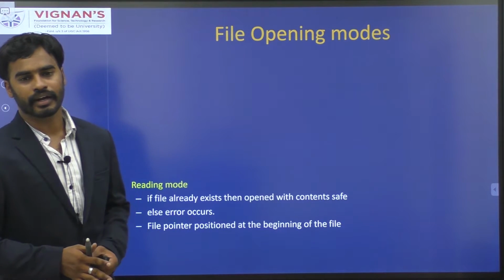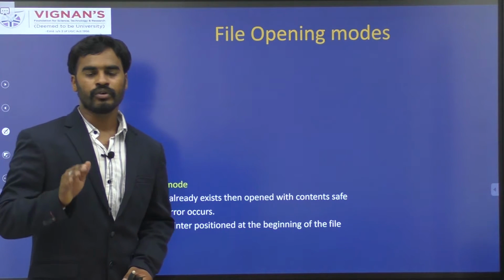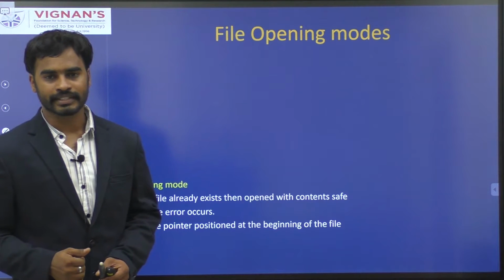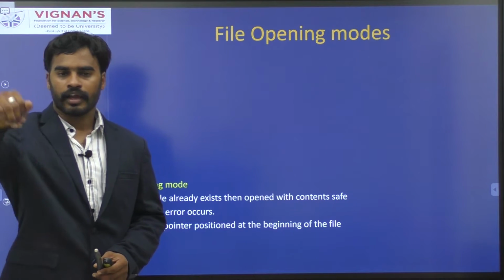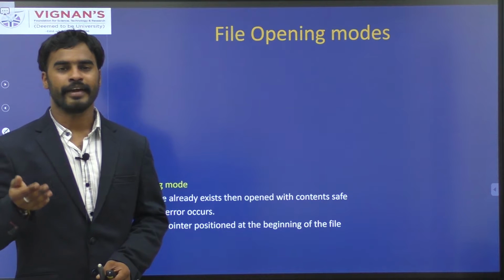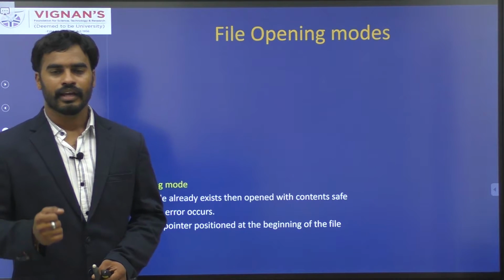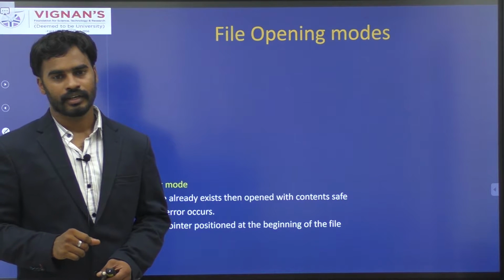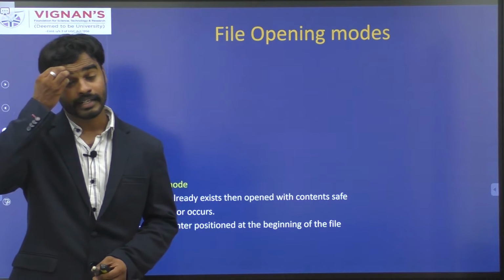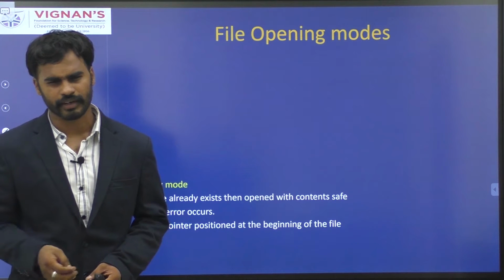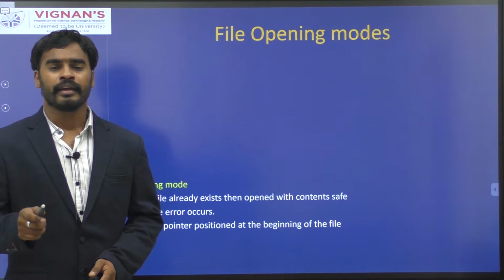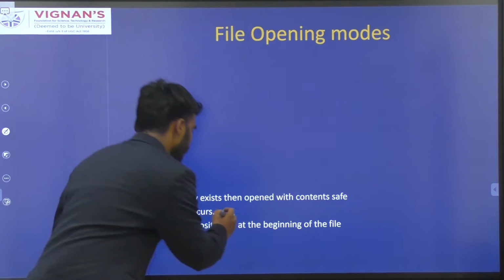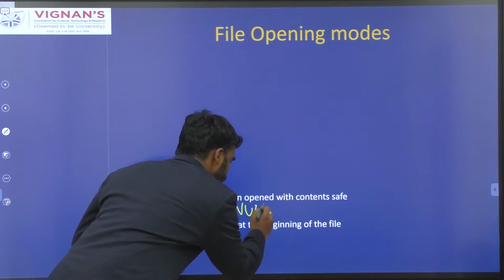So what is reading mode? If you open a file in read mode, the file should already exist, and it returns a pointer that points to the first symbol of your file. It returns a pointer that points to the beginning of the file. If the file does not exist, it returns a null.